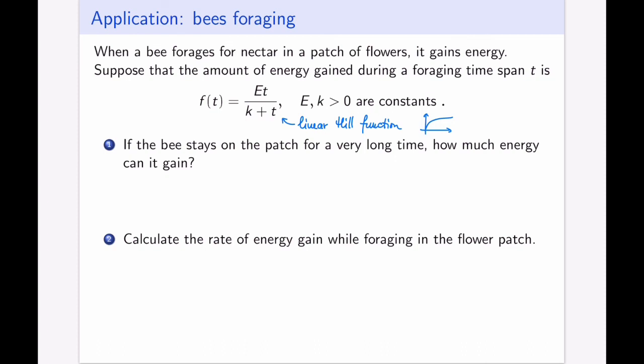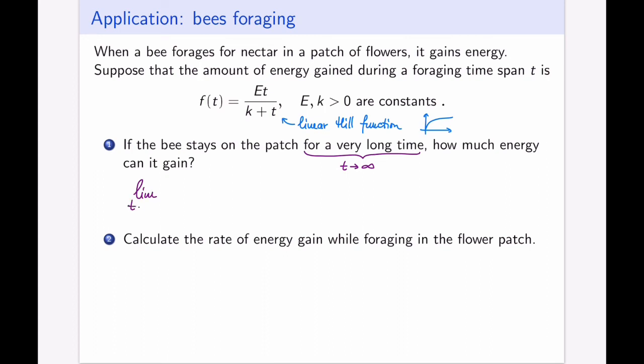Let's take a look at what the question is asking. The first part asks specifically that if the bee stays on the patch for a very long time, how much energy can it gain? But this is a little more quantitative. Exactly how much? So for a very long time, in mathematical terms, will represent the fact that we're interested in the time going toward infinity. Again, not really truly realistic, but the functional behavior is going to be described at the end with time going towards infinity. And so what I'm interested in here is how much energy, or the actual limit of this function at t going to infinity.